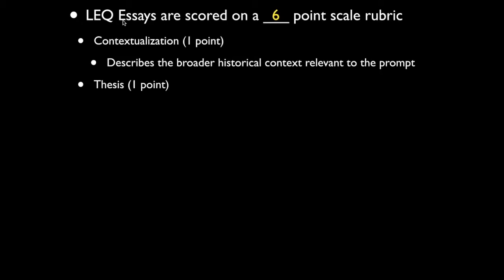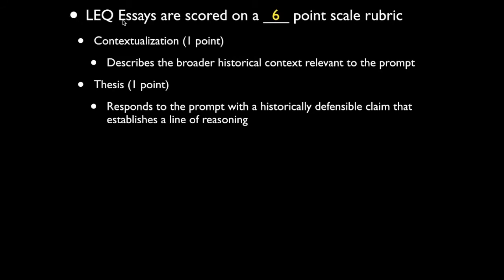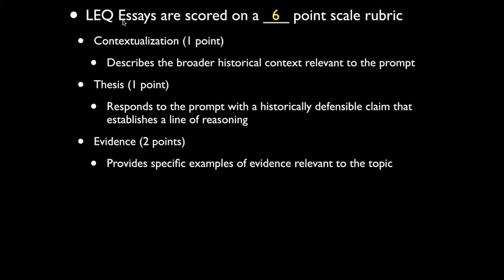The second point is for the thesis. The thesis also is included in your introductory paragraph. The thesis responds to the prompt with a historically defensible claim that establishes a line of reasoning. And thesis is usually one of the easier points to score on the LEQ essay. The next 2 points are scored for having evidence in your essay and then using that evidence. There's 1 point for providing specific examples of evidence relevant to the topic. And you can score a 2nd point for supporting an argument using specific and relevant evidence.